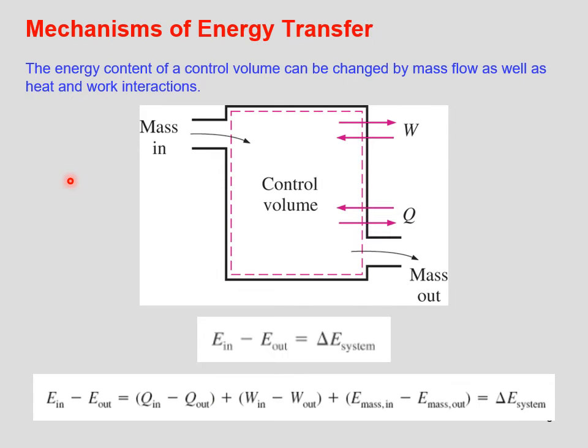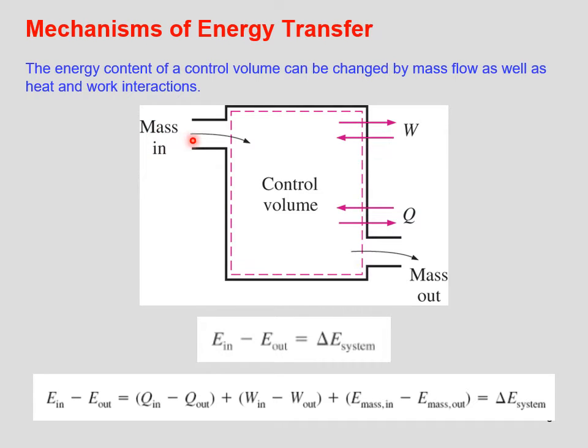Mechanisms of energy transfer. So let's say we have our system that's contained inside what's known as the control volume. The little pink dashed line here is our system boundary. Everything inside is our system, which has a certain amount of volume. That's what we call the control volume. Everything outside is the environment.